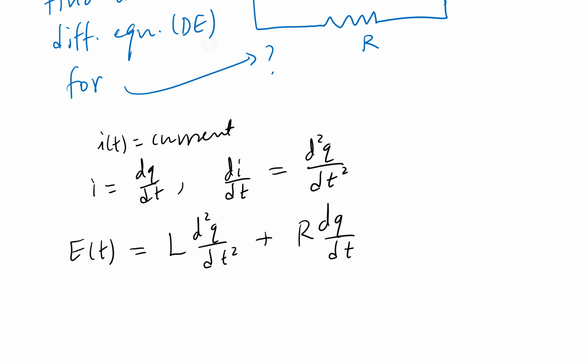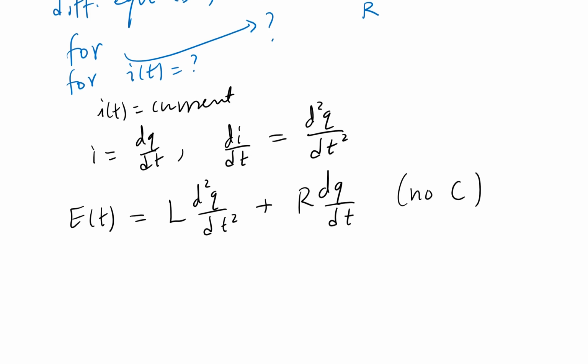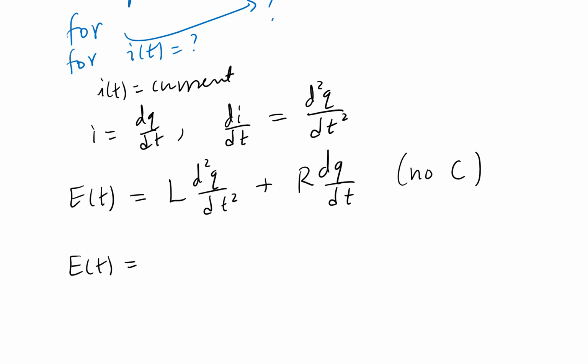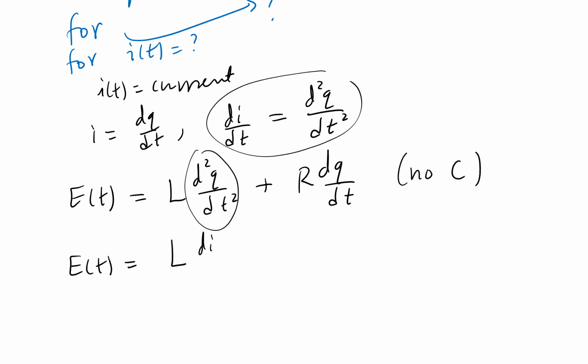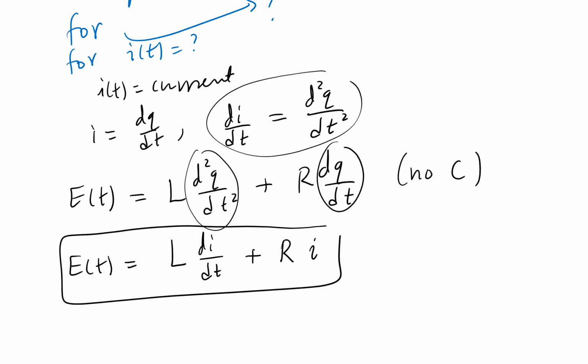So let's say we would like to find the differential equation for this circuit for I of t, for the current. What is that going to be? I wrote E of t equals L d squared q over dt squared plus R dq/dt. Of course, plus 1 over C times q, but there's no C in here, so the C is gone. Since they said it's going to be a differential equation in I, one thing we can do is leave this the same. d squared q over dt squared is dI/dt. So it's L dI/dt plus R times I. That would give us the differential equation we're looking for.